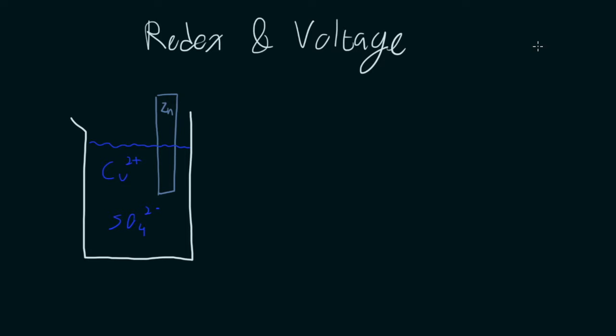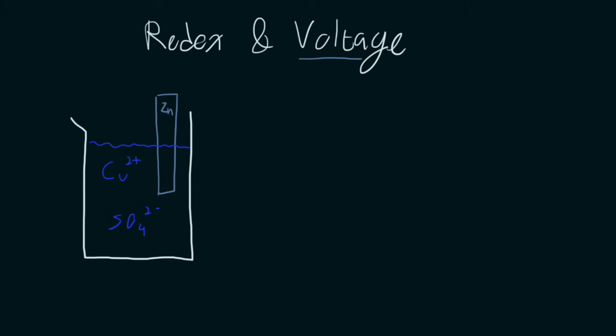Now that we know about redox reactions and figuring out what's been reduced and what's been oxidized and oxidation states, how do we predict redox reactions? How do we predict the outcome of these? Well, that's all going to come down to something called voltage.